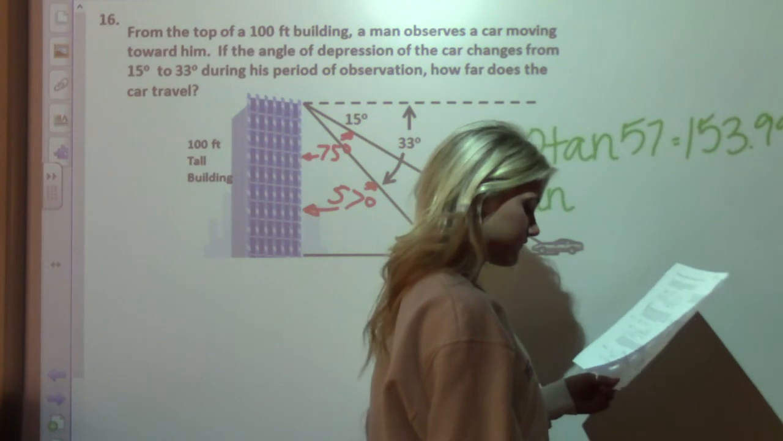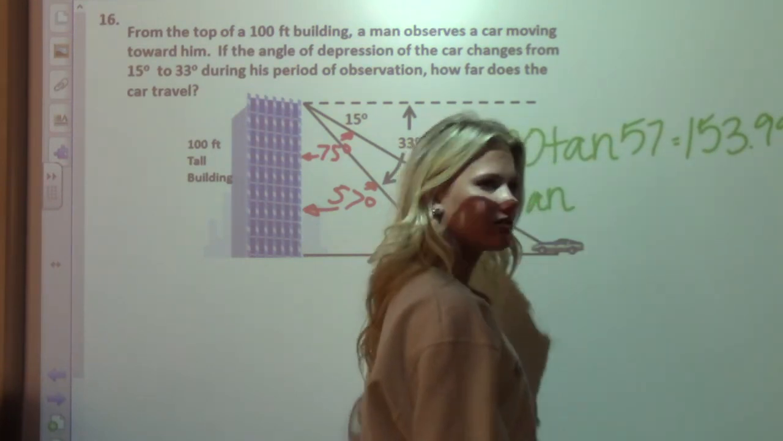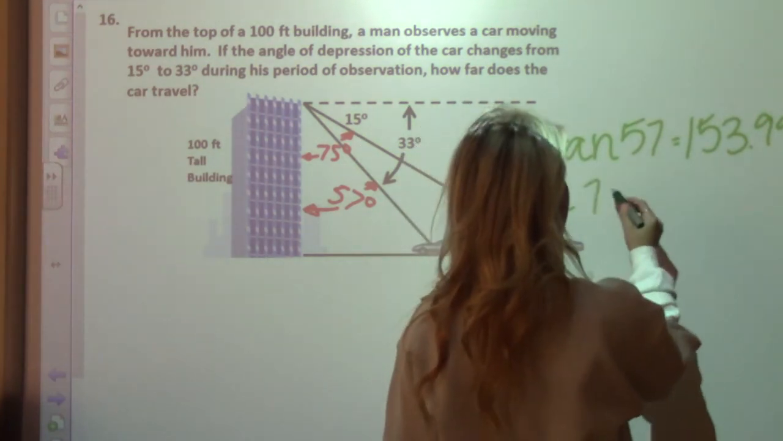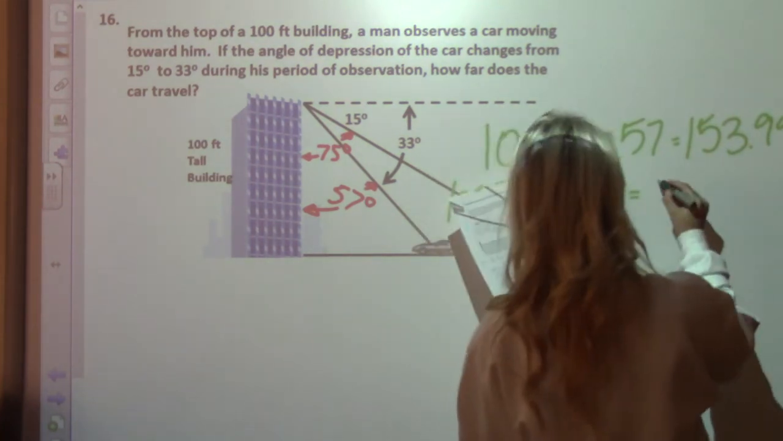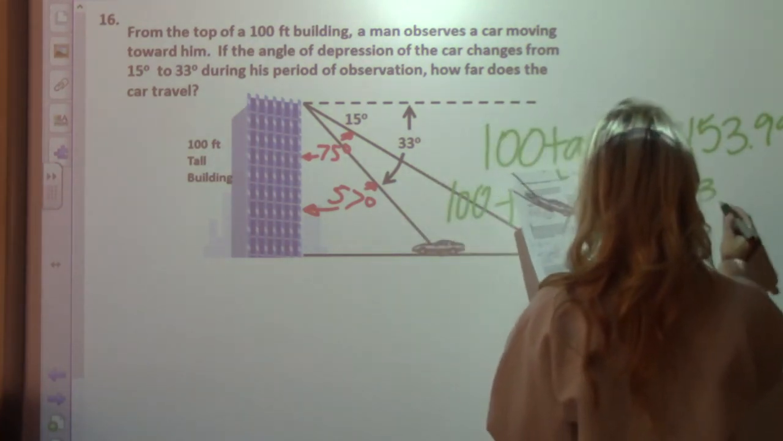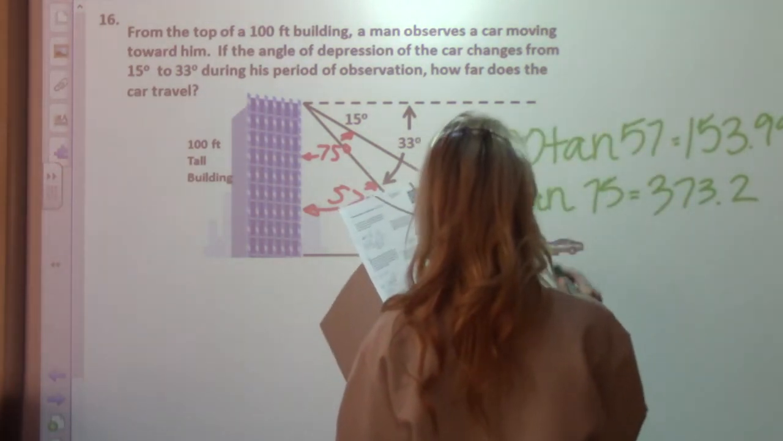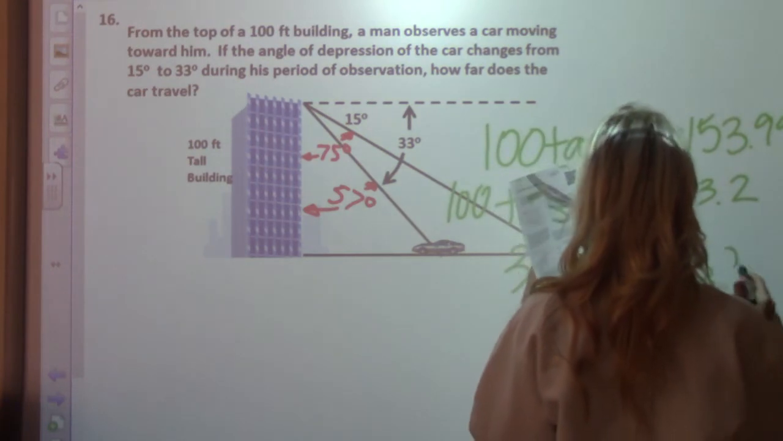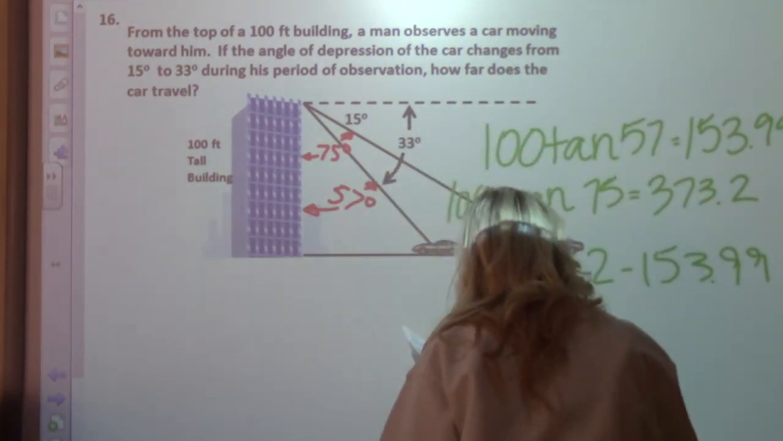Because you get 373. See, I had that too, but I erased it. And 153. When you subtract it. Just keep doing tangent, right? 75 right here, and that equals what? 373.2. Yeah. And then when you subtract 373.2 minus 153.99, you get 219.2.